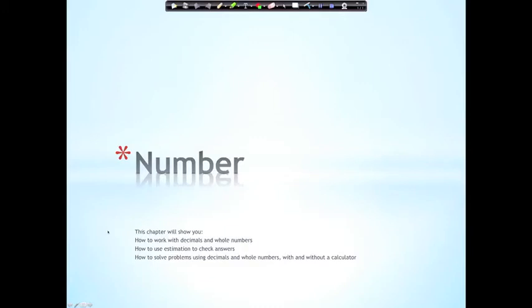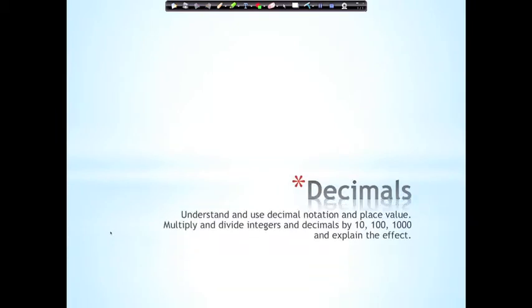This chapter is on number, and it will show you how to work with decimals and whole numbers, how to use estimation to check answers, and how to solve problems using decimals and whole numbers with and without a calculator. So the first section is on decimals.